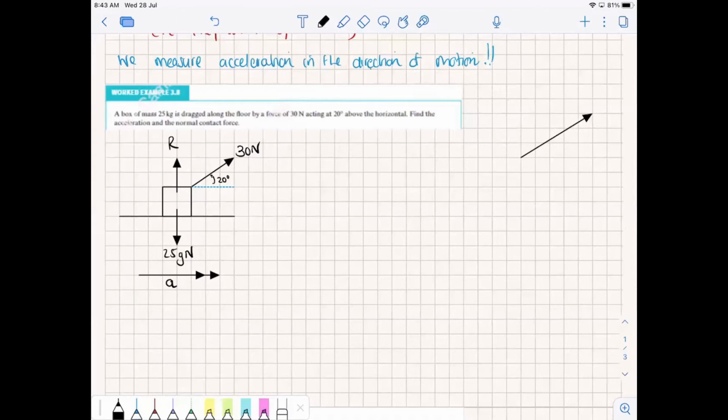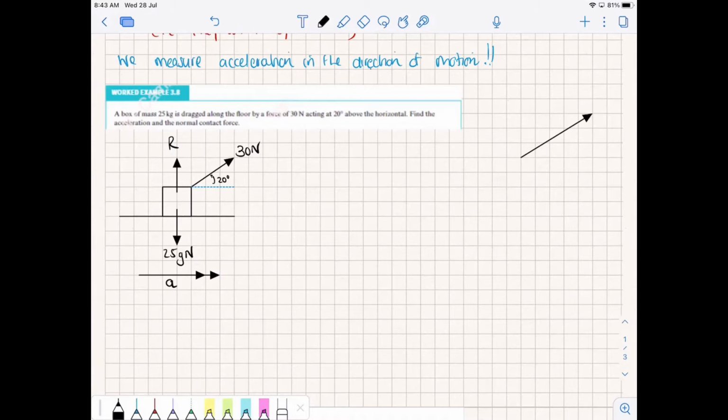Okay. Here we have a box of mass 25 kilograms. It's dragged along the floor by a force of 30 newtons acting at 20 degrees above the horizontal. Find the acceleration and the normal contact force.